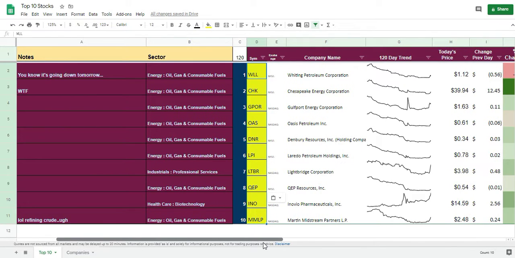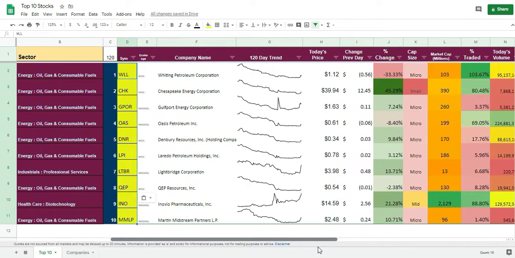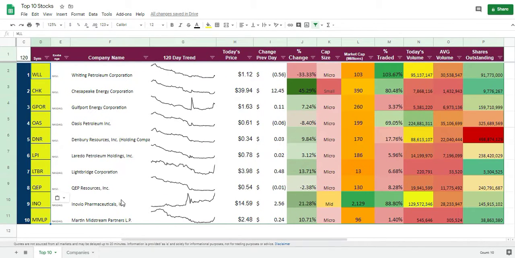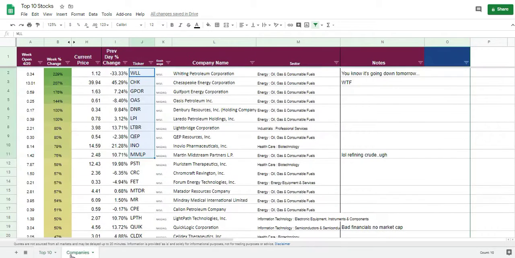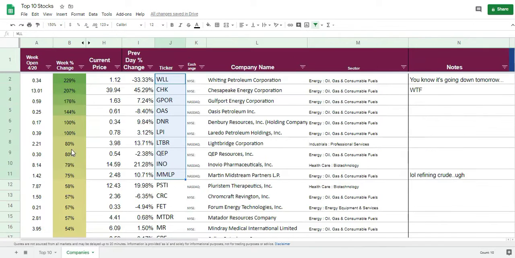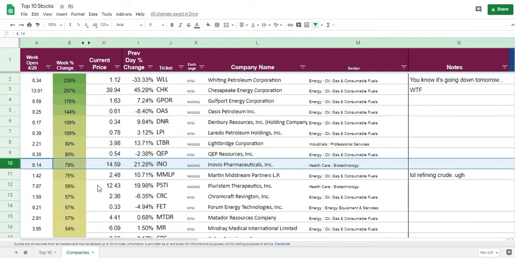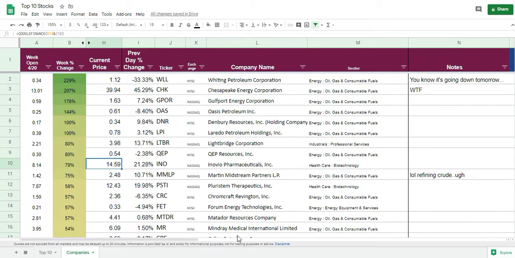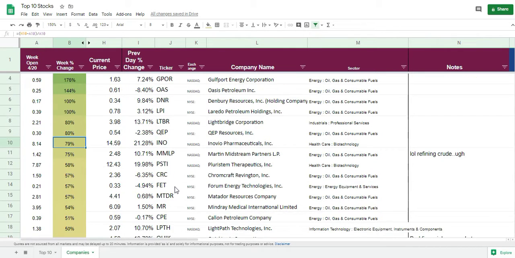I need to do a review on Inovio to let you know what's going on there. But looking at this tells me they need some further research, because they really were the best gainer for the week. How much did they go up? Inovio went up 79% this week, from 8.14 to 14.59. So they went up 21% just on Friday, but 79% for the week. How cool is it to see that? Very fun stuff.